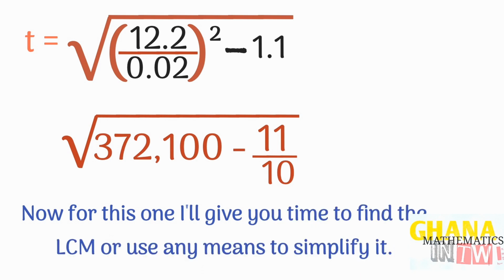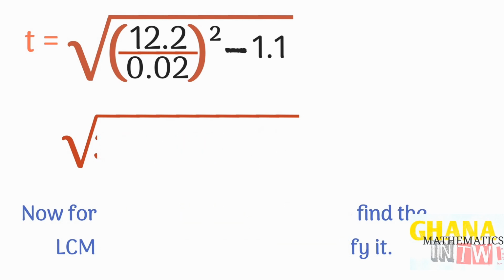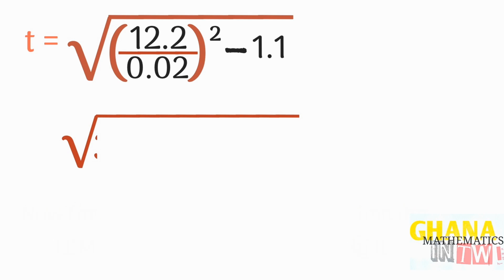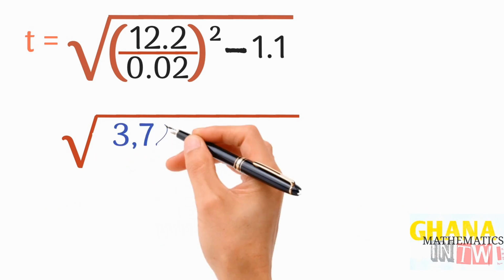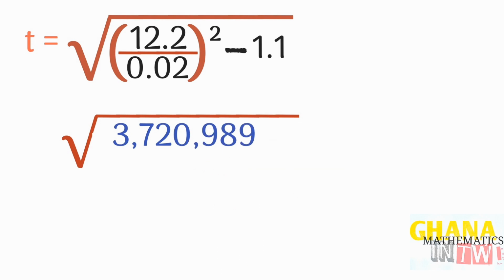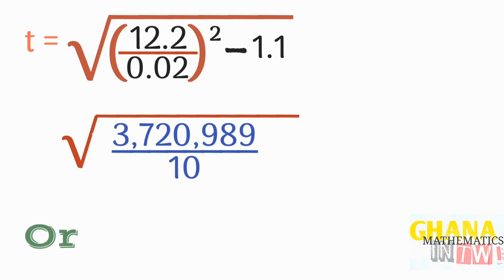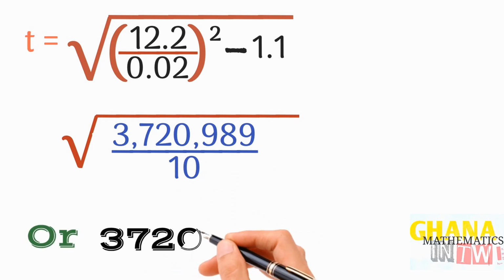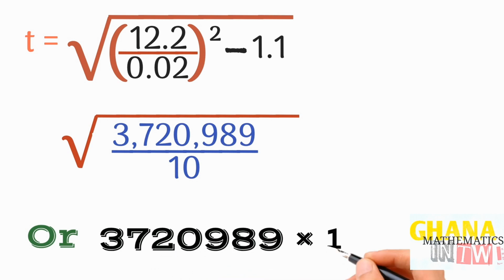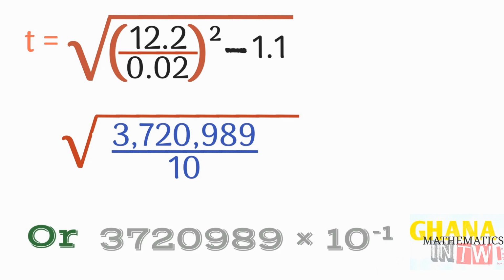Now for this one, I will give you time to find the LCM or use any means to simplify it. One thing, let me caution you on this. If you have a square root and you want to figure out the LCM of a fraction, please work on the LCM first. After that, put the answer for the LCM in the square root, before you take the square root of the whole thing. The final solution of the LCM will be 3,720,989 over 10. Someone can choose to write it as this, or the person can also write it in standard form.